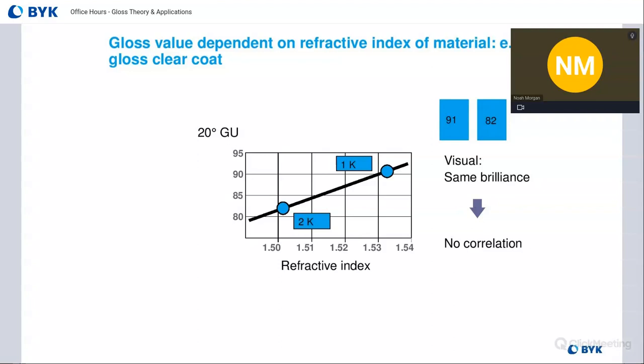And this is a nice example that shows this. We have two different high gloss clear coats. We see one is sitting around a 1.5 refractive index, whereas the other one is sitting around a 1.53. And visually, we see that they're the same. They have the same amount of gloss visually. However, the values that we get are completely different because of how much light is being reflected out and how much is being absorbed. So this can create a difference.